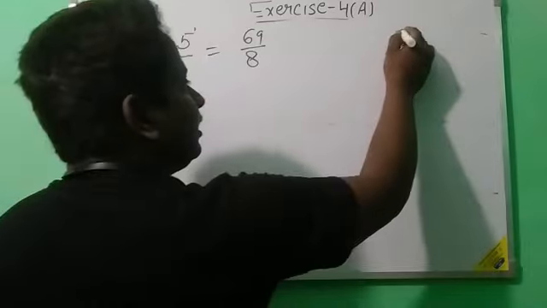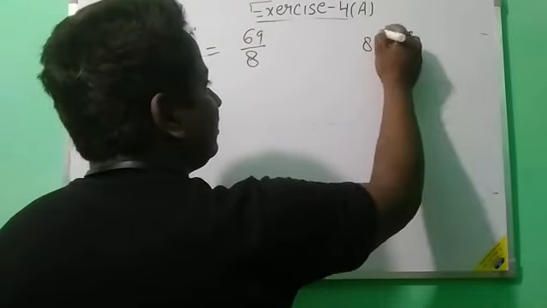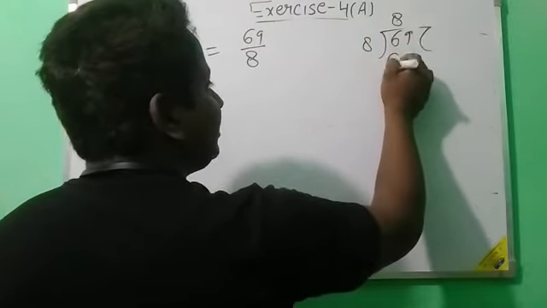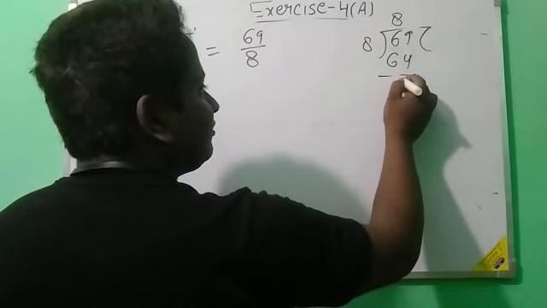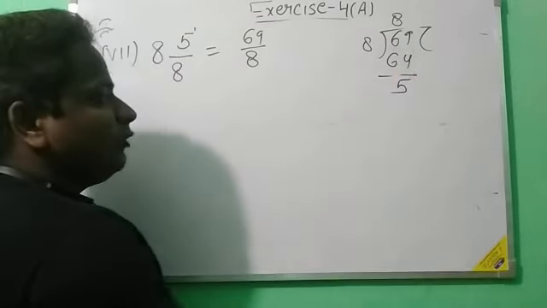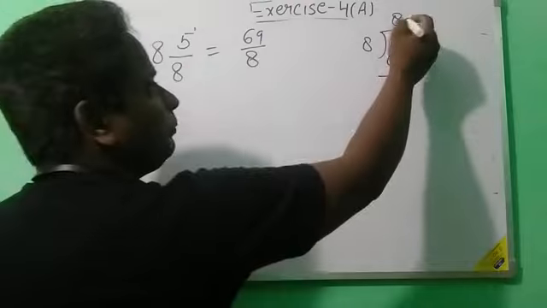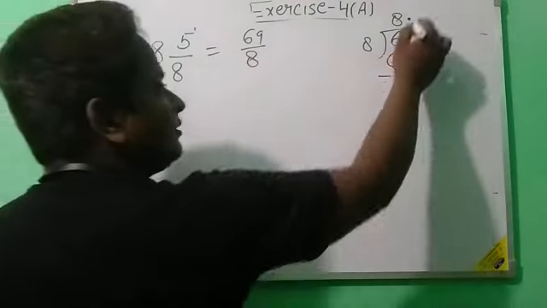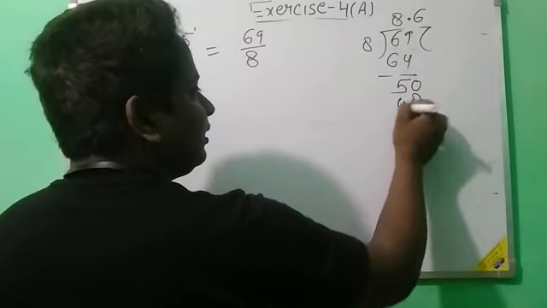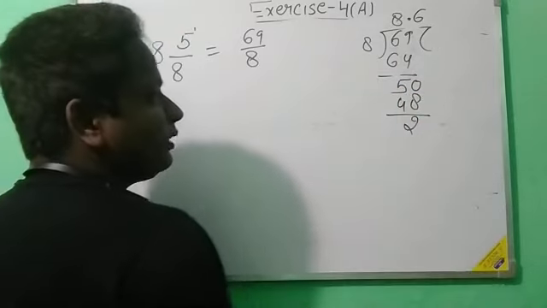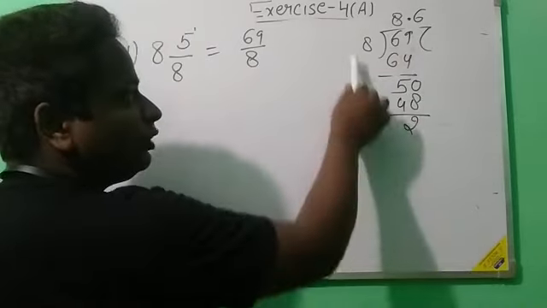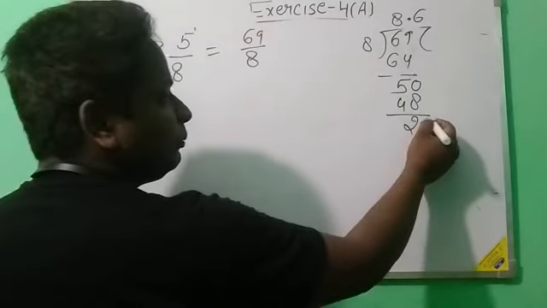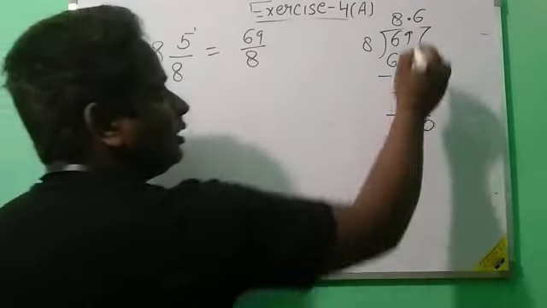Divide 69 by 8. 8 8s are 64. 69 minus 64 is 5. So now 5 is less than 8. You will put a decimal here and you will put a 0 here. Now 8 7s are 48... 50 minus 48 is 2. Now this number again is smaller than 8. So you will put a 0 here.